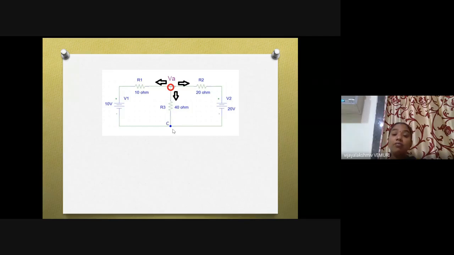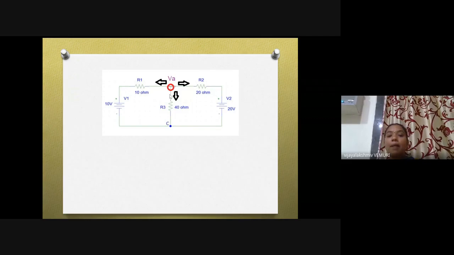So how can you identify a reference node? For a reference node, that is an endpoint. Along with this negative, no other element is connected. For example, if there is a resistor here, this cannot be called a reference node. If nothing is connected here, nothing here, and nothing here, then this can be called a reference node. Then what about this node? This is called a non-reference node.